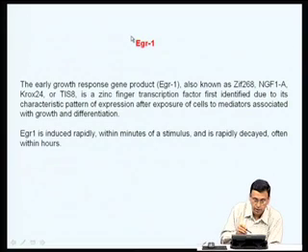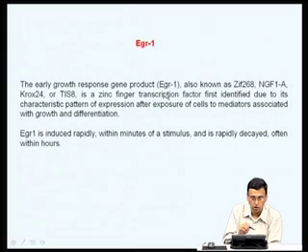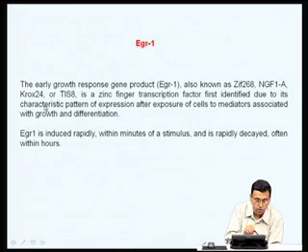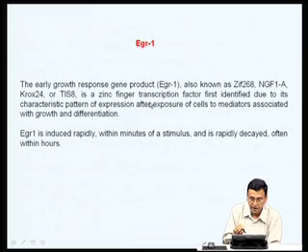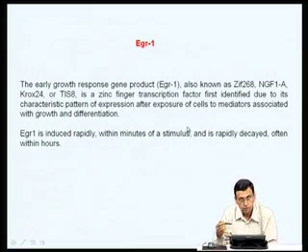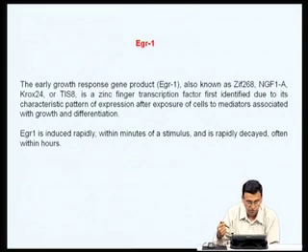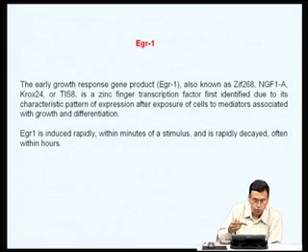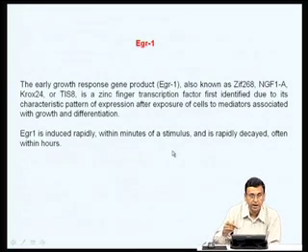factor called EGR1. It is so named because it actually means early growth response gene product, or EGR1. It is also known as ZIF268, NGF1A, KROX24 or TIS8. It is basically a zinc finger transcription factor and has been shown to be immediately induced when cells are exposed to stimuli that promote growth and cell differentiation. EGR1 is induced very rapidly within minutes of a stimulant and also decays rapidly within hours.